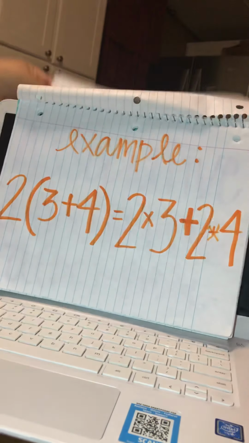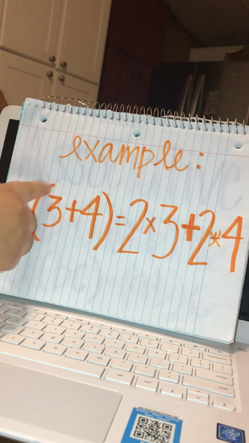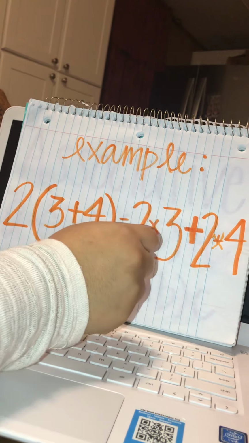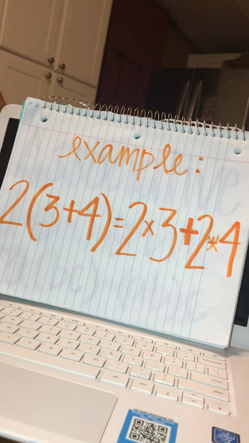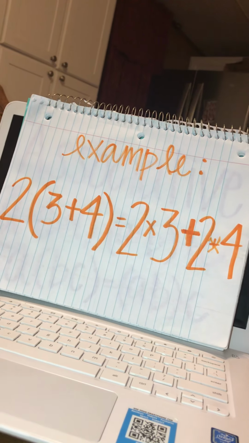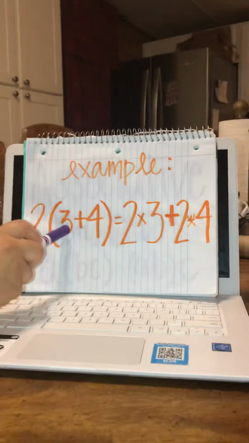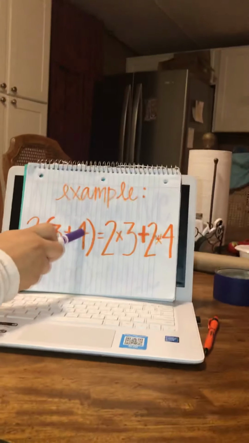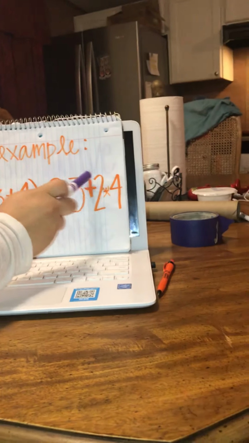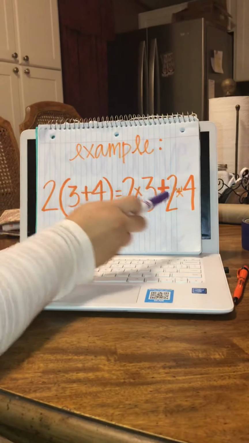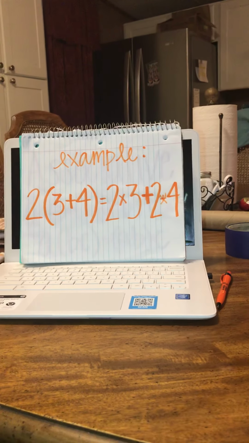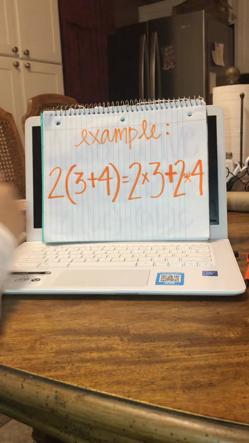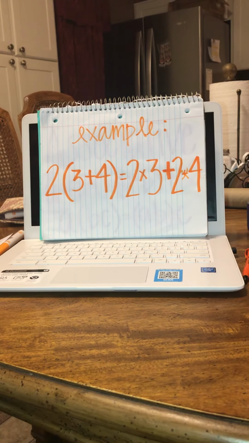Here's an example. 2(3 plus 4) equals 2 times 3 plus 2 times 4. If you can tell, you're just doing 2 times 3, which is right here, 2 times 4, which is right here, and then you're putting that same plus sign in between. So this side equals the same thing as this side. Either way you do that problem, you're going to get the same answer.